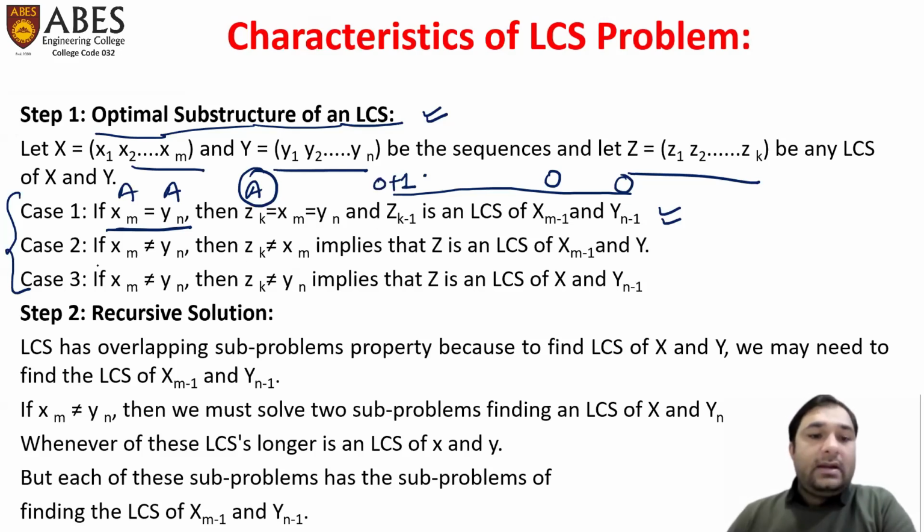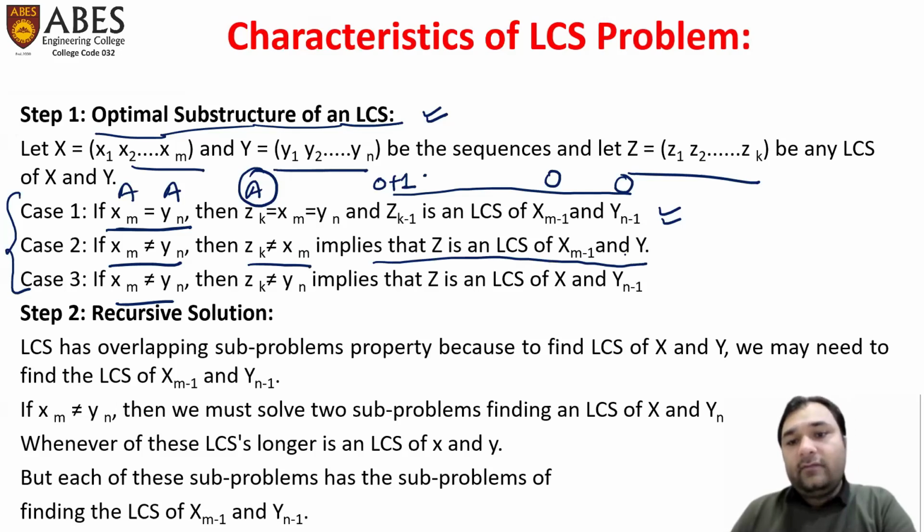The next two cases are dependent on each other, when the X and Y characters are not the same. If the X and Y characters are not the same, it means that Zk is not equal to Xm in one case, where Z is an LCS of X(m minus 1) and Y. In the other case, Z is an LCS of X and Y(n minus 1).